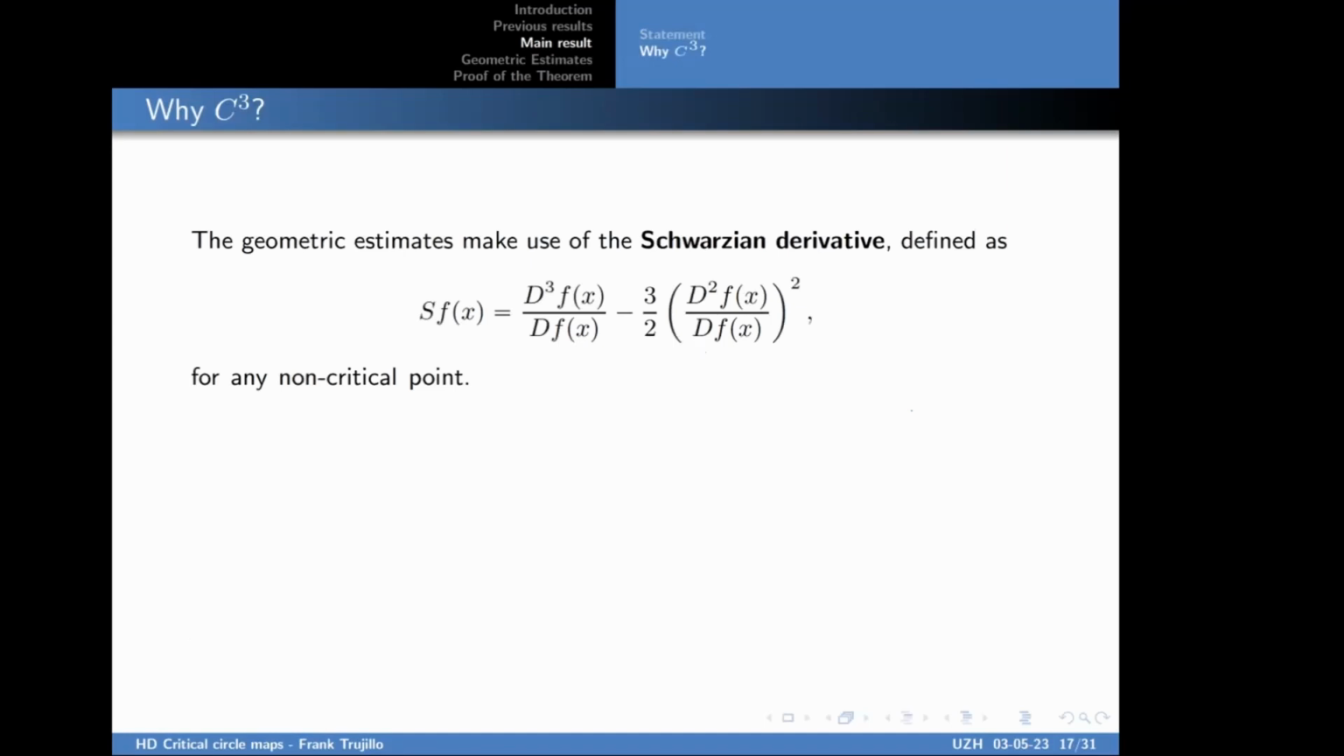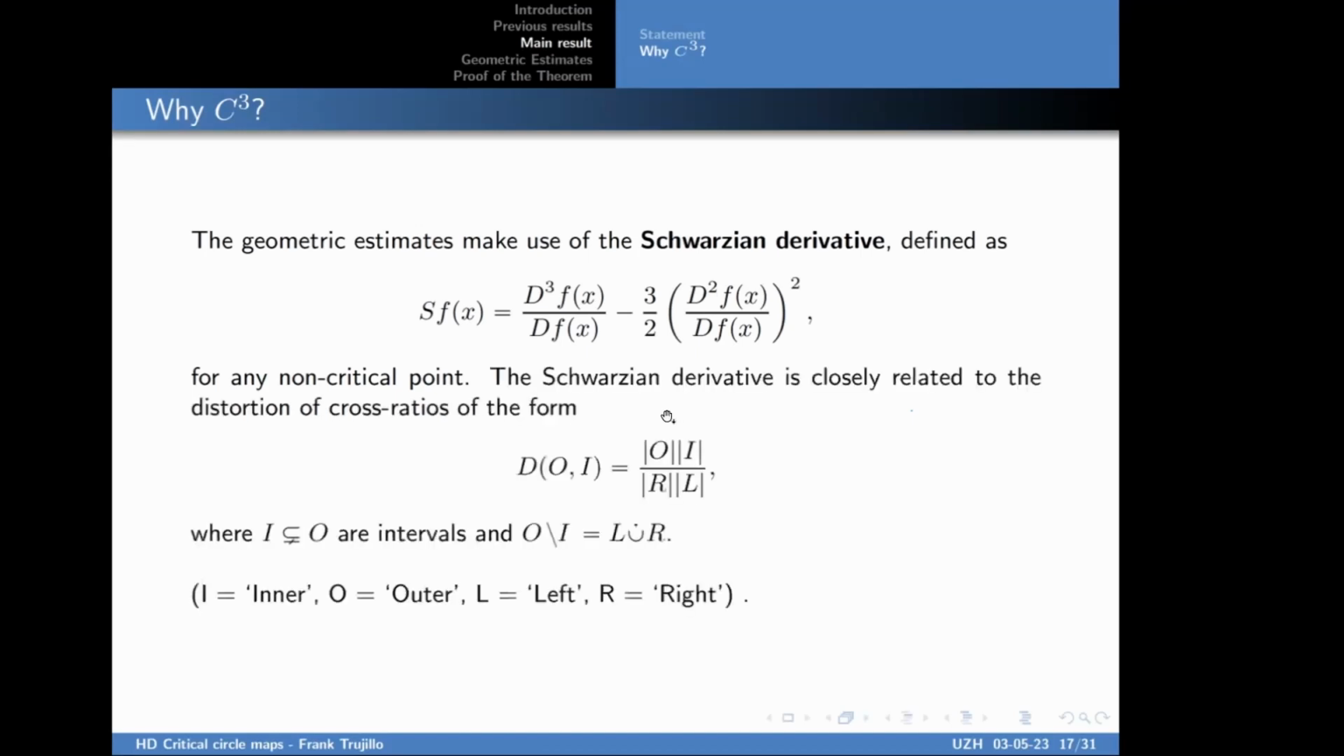So the point is that when you assume that you have critical points, then your derivative, of course, gets to be 0, which means that you get unbounded distortion. So when you have unbounded distortion, one way to try to control things is through using some cross ratios. And it turns out that the distortion of cross ratios of this kind is very closely related to the Schwarzian derivative.